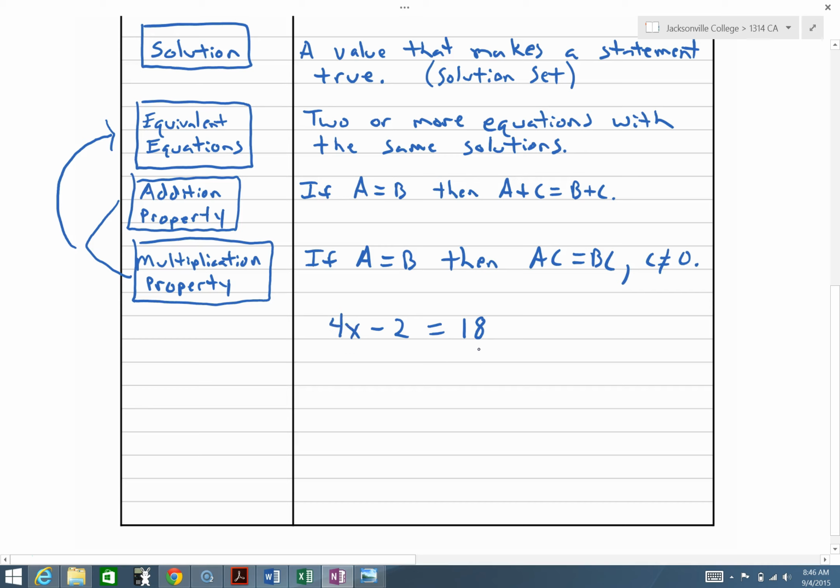But this equation is going to help us demonstrate the addition and multiplication property. We want to solve for x, that is, find the value that makes the statement true. I want to get this x by itself. I will begin by adding 2 to both sides. Okay, this is our addition property.